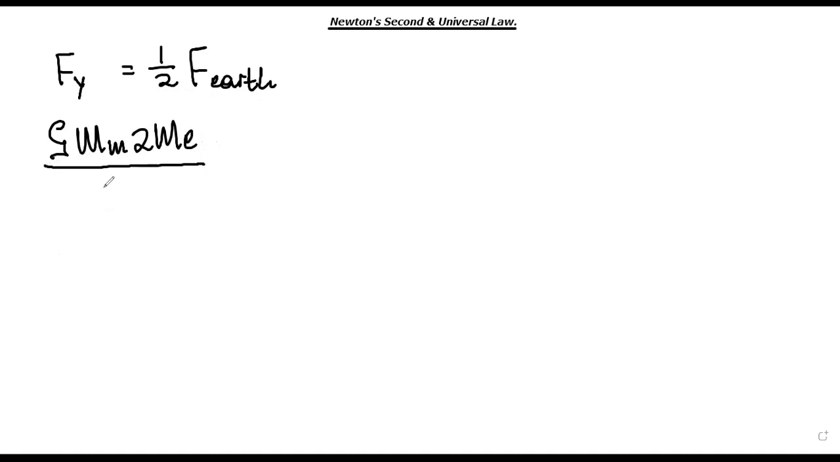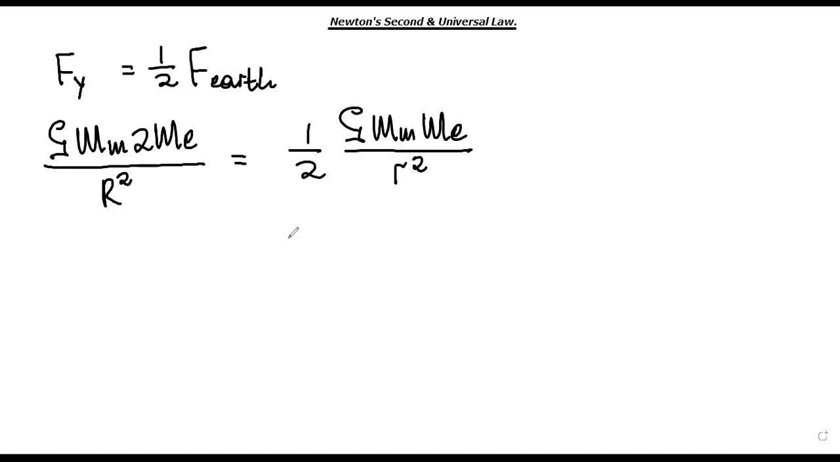Now for this one, let's use uppercase R for the radius of this planet. Now we say this is equal to half. Then for the force on the Earth, we say it's this constant times the mass of the man times the mass of the Earth, and the whole thing is divided by, let's use lowercase r. So what is the question saying? It says, calculate the radius of planet Y in terms of the radius of planet Earth. Do you see that? So we just need to make R the subject of the formula.